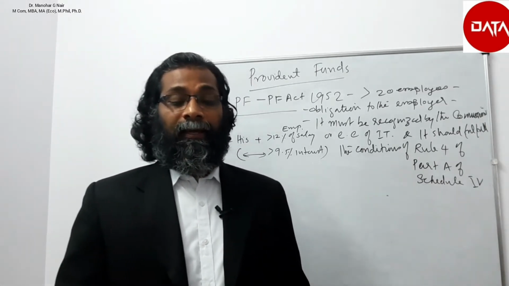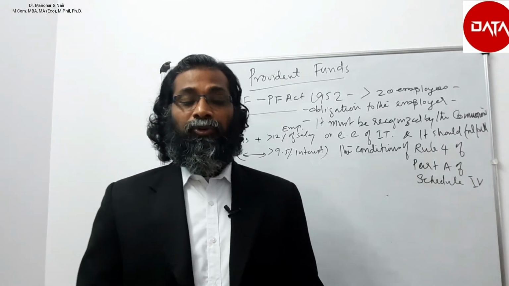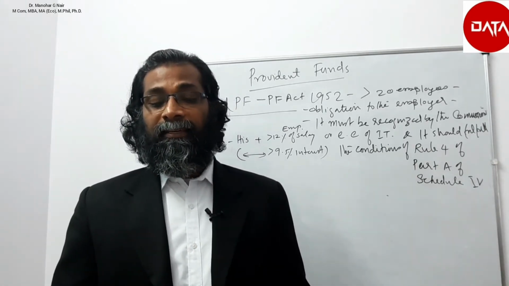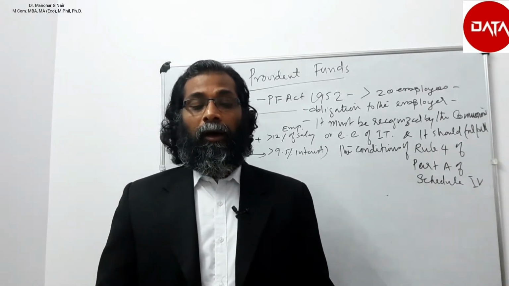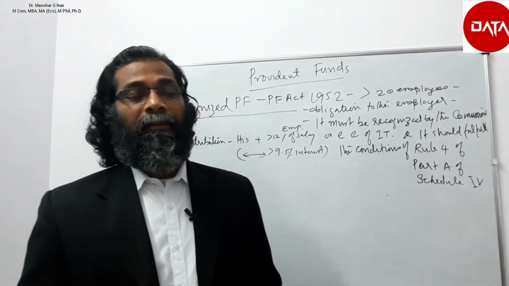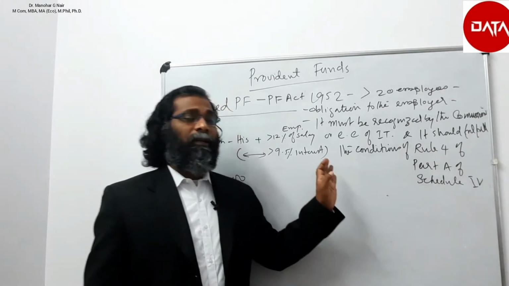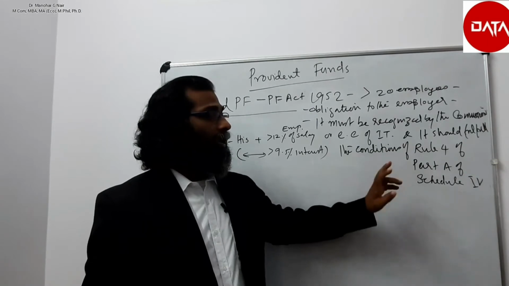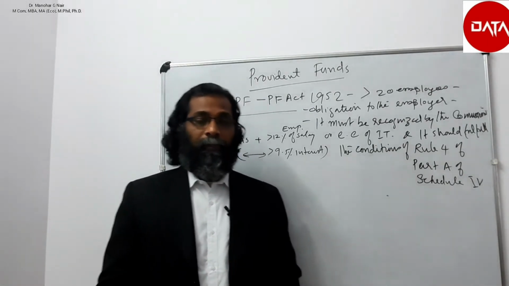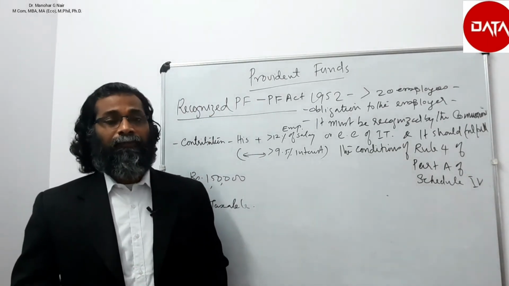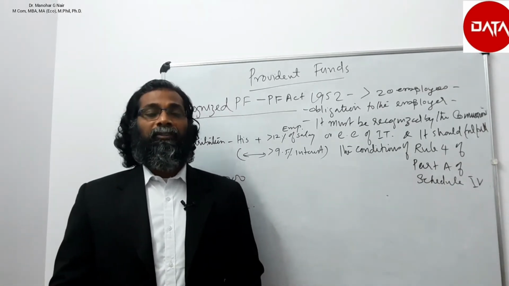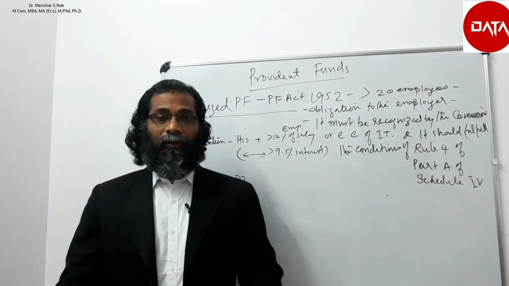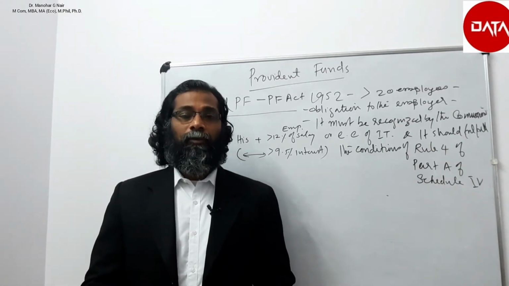And finally, the accumulated balance due to an employee shall be payable on the day he ceases to be an employee of the employer maintaining the fund. These are the 7 important conditions laid down as per Rule 4, Part A of Schedule 4. If these conditions are satisfied, the Commissioner or Chief Commissioner would give recognition to the Provident Fund. Then only would it be said to be a Recognized Provident Fund.